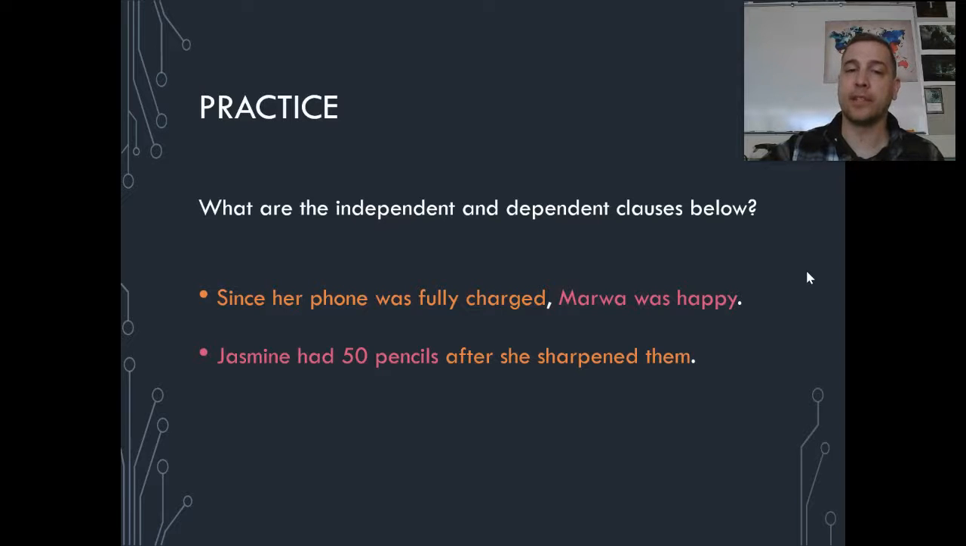Here are the clauses. The oranges are the dependent clauses. This part is the independent clause, right? Marvel was happy. That sentence will work by itself. Jasmine had 50-cent pencils. That sentence will work by itself. These are the independent clauses.